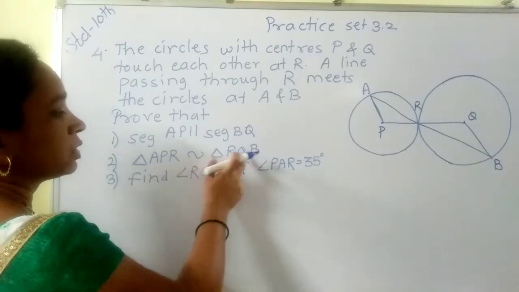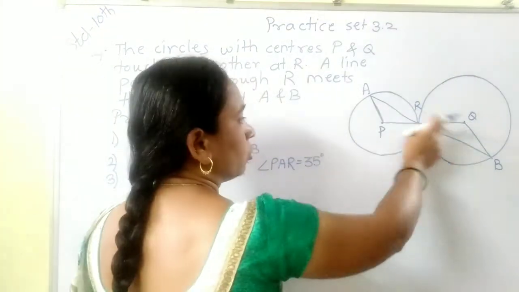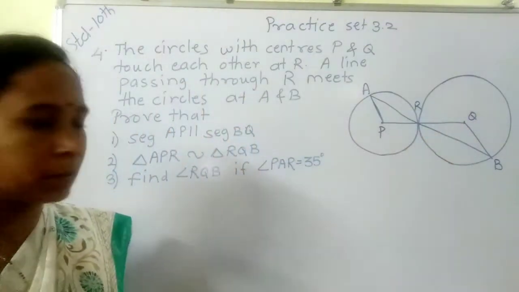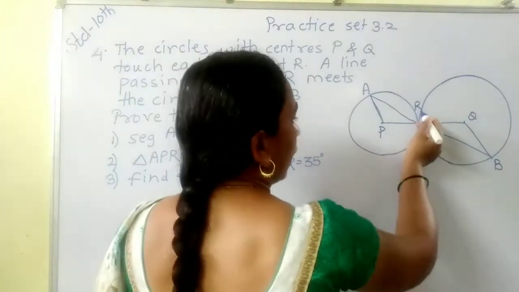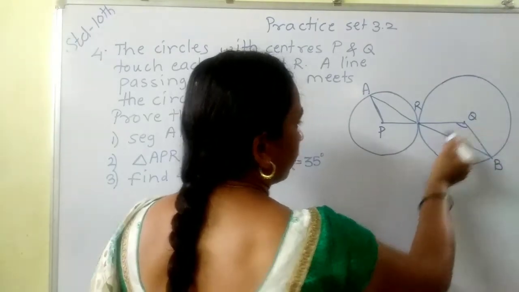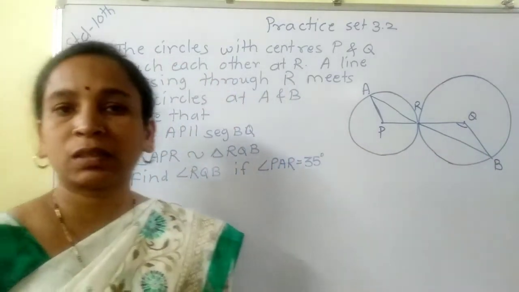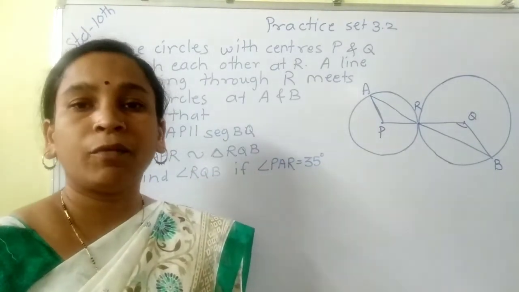Next, triangle APR is similar to triangle RQB. Means I have to prove these two triangles are similar. Next, we have to find out angle RQB, where R means this point. So this angle we have to find at the last. So these three questions are based on this example. Now we are going to solve it.